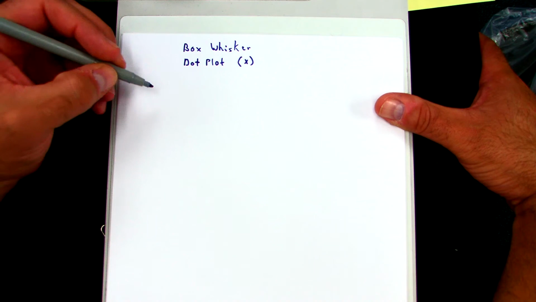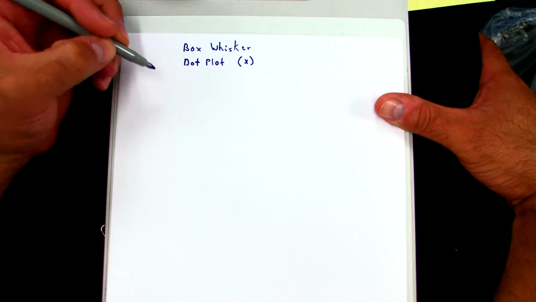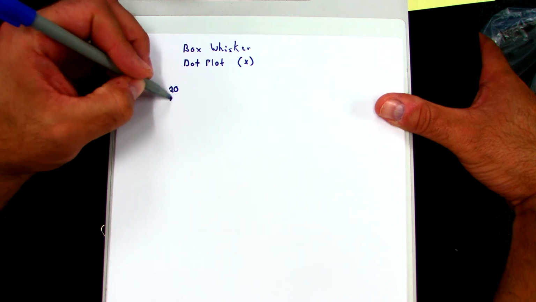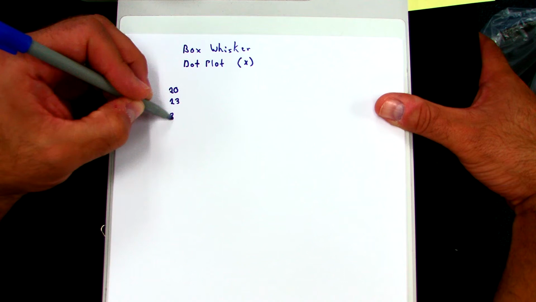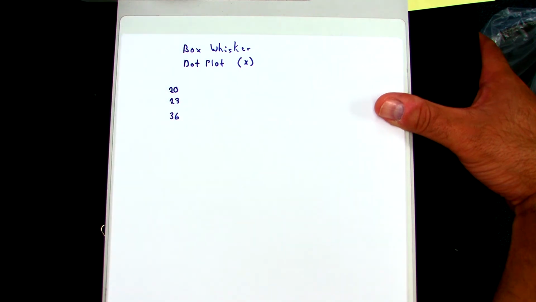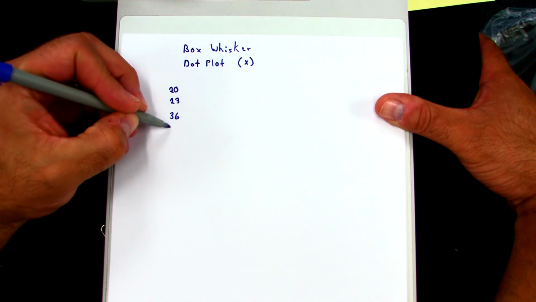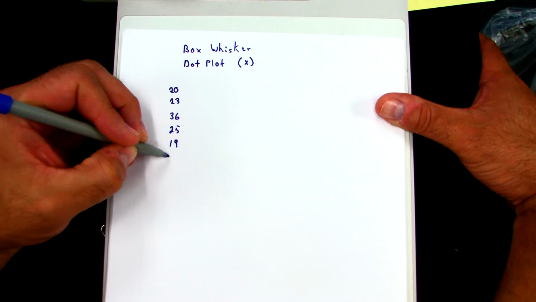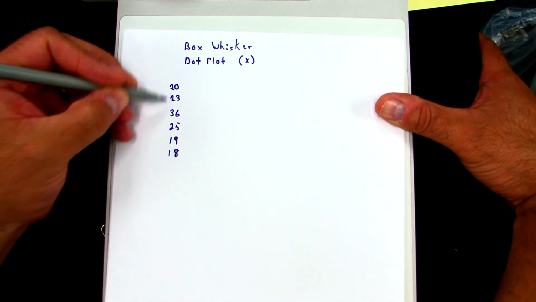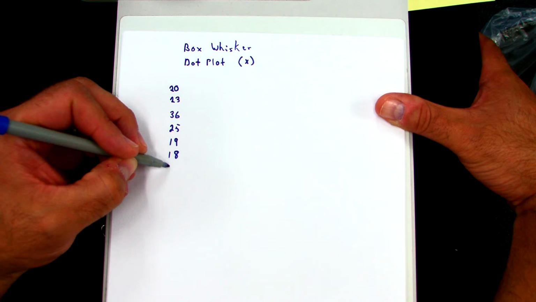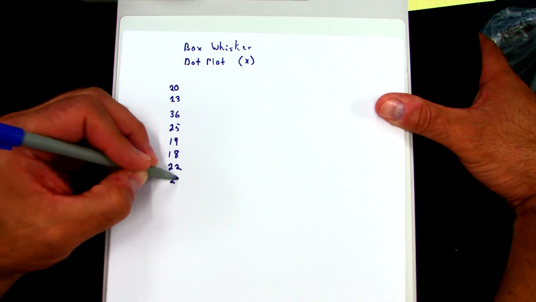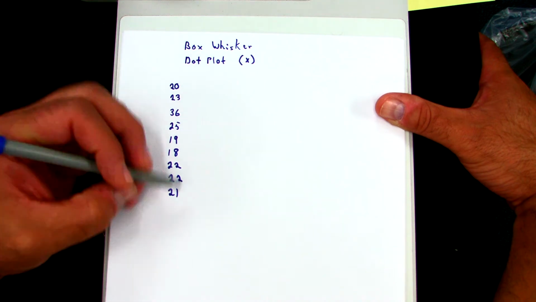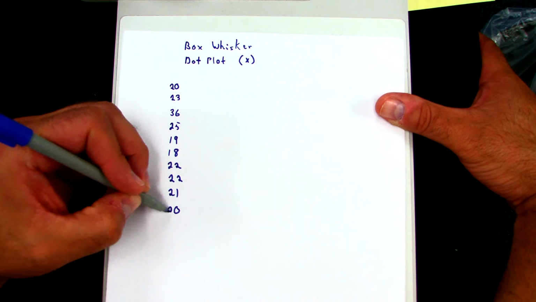So I'm going to do something relative. We're going to say we've got some basketball teams and they've won the following games. Okay, so we've got a team that won 20 games, another team that won 23 games, a team that won 36 games, Kentucky, a team that won 25 games, a team that won 19 games, a team that won 18 games, a team that won 22 games, 22 games, 21 games, and a team that won 20 games.